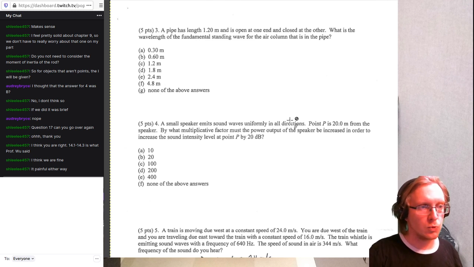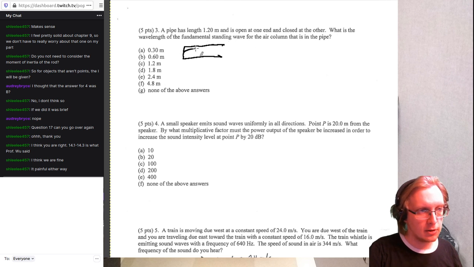A pipe has length of 1.2 meters, is open on one end and closed on the other. So it looks something like this. What is the wavelength of the fundamental standing wave for this column of air in the pipe?